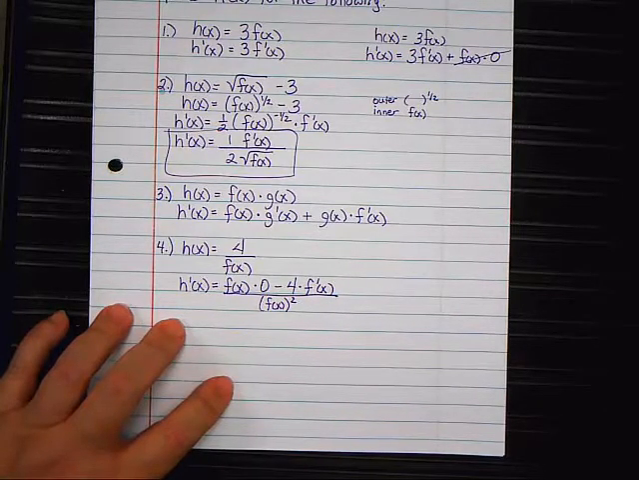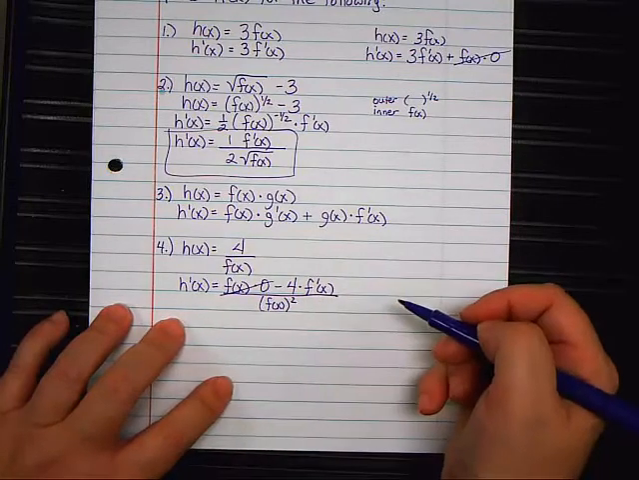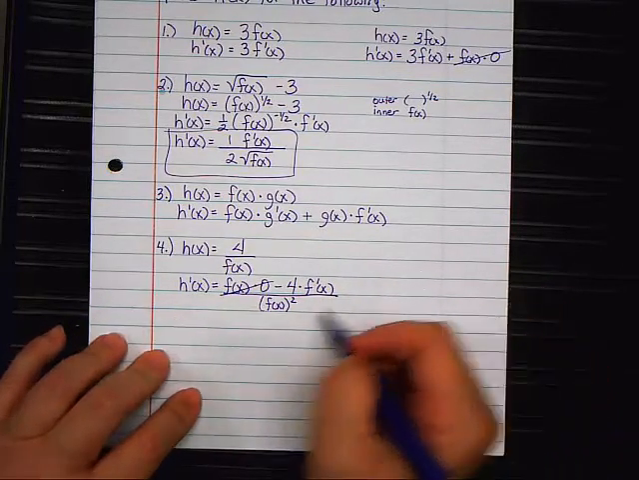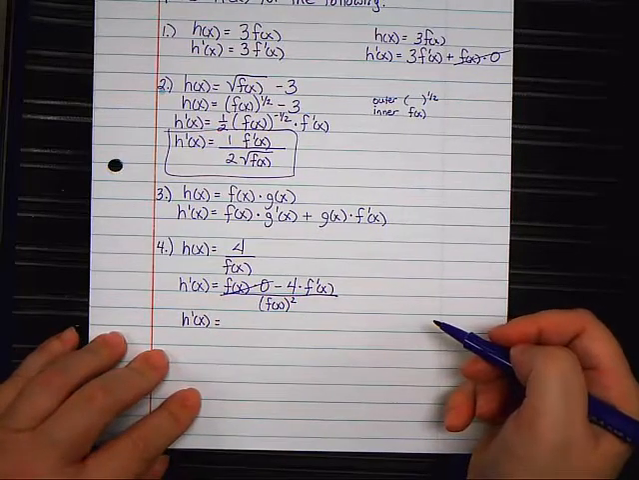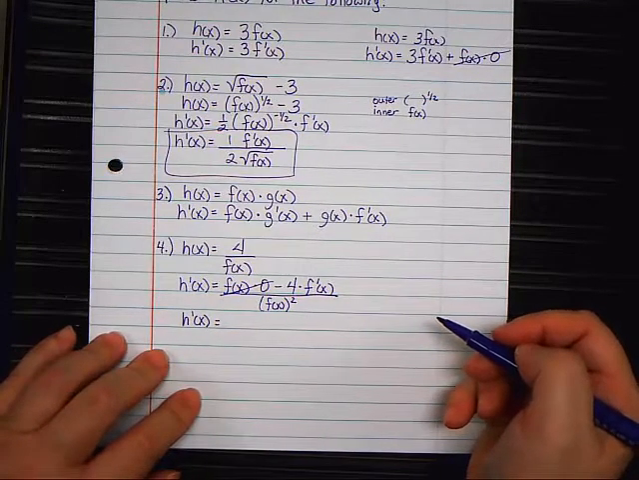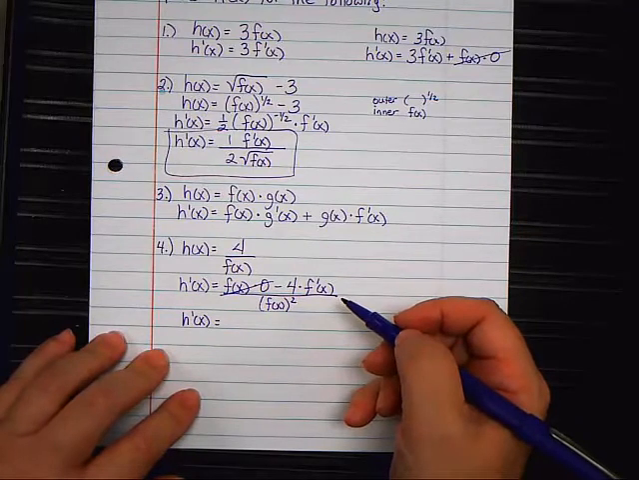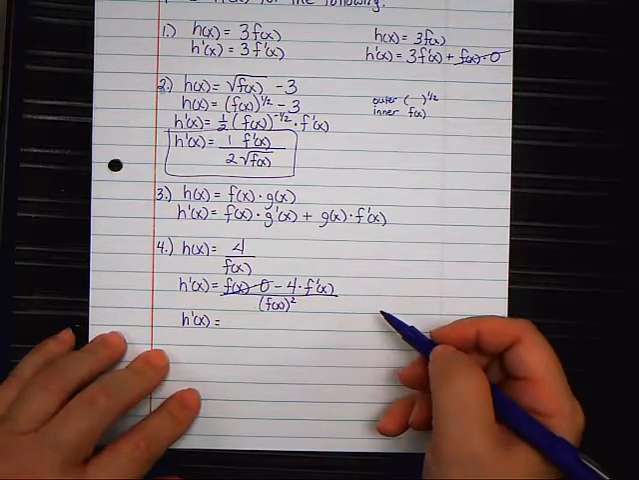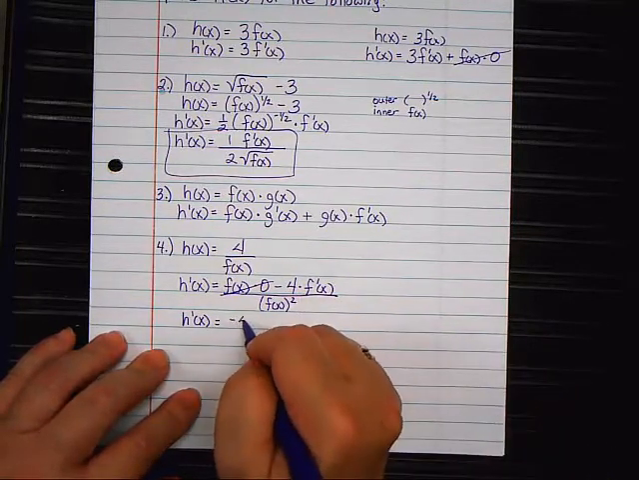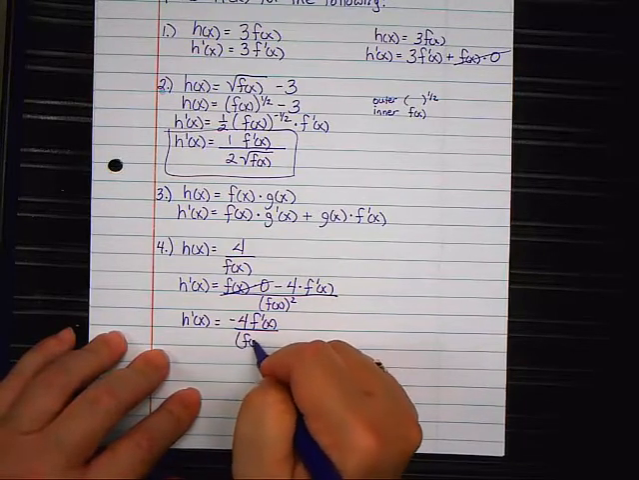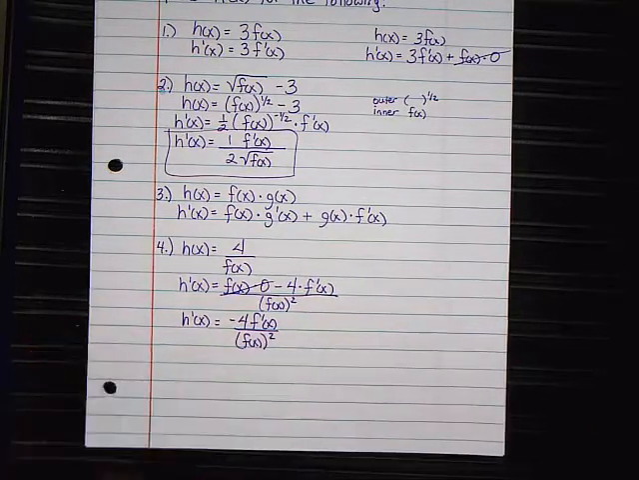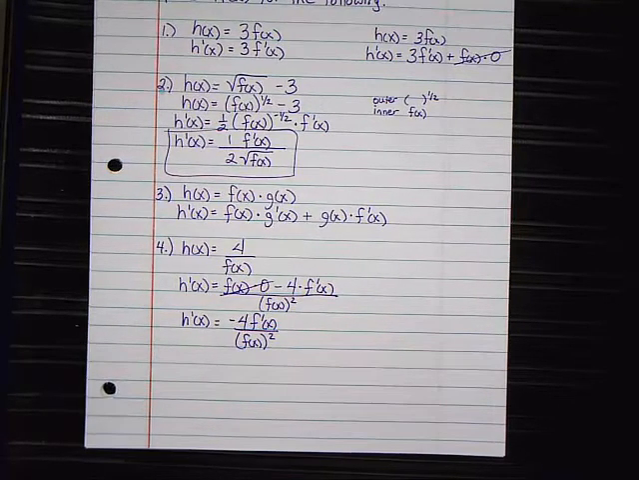Okay? Clean up. F of x times 0, 0. That's gone. So h prime of x. Is everything in the right place on the fraction where it should be? Yes. Quotient rule usually doesn't give you stuff in the wrong place. Sometimes it does, but very rarely. So I now have negative 4 f prime of x over parentheses f of x squared. Are we good? Okay.